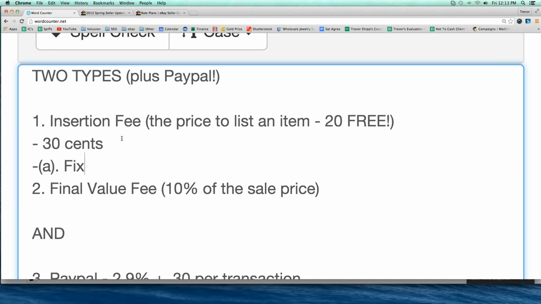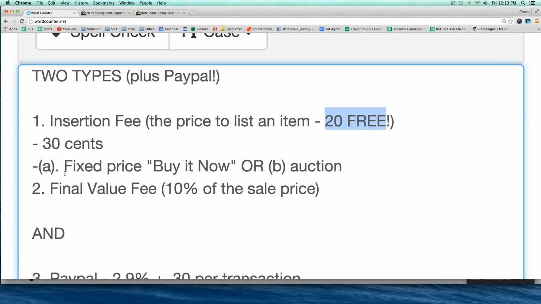You can either do, so I'll say, A, you can do fixed price, and that's also called buy it now. Or you can do B, an auction, okay? Now you get 20 free total listings. So if you do 19 buy it nows and 1 auction, those are all going to be free. You could do 10 fixed price or buy it now and 10 auction, and those will all be free. It's on your 21st. No matter what format it is, it's going to cost you that 30 cents.